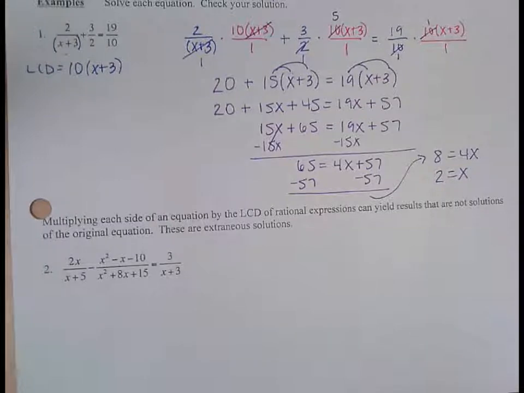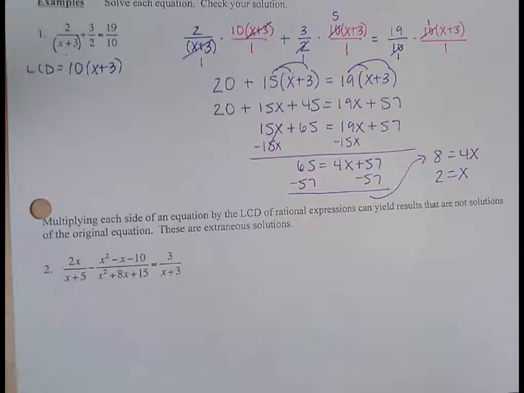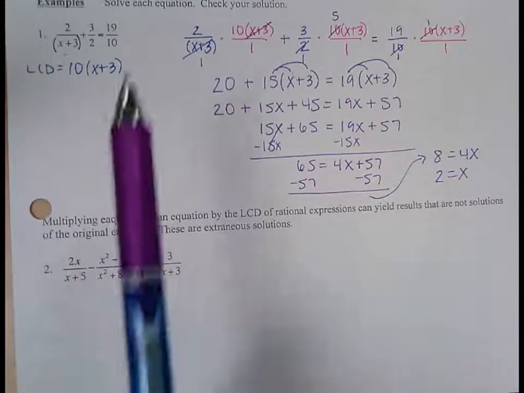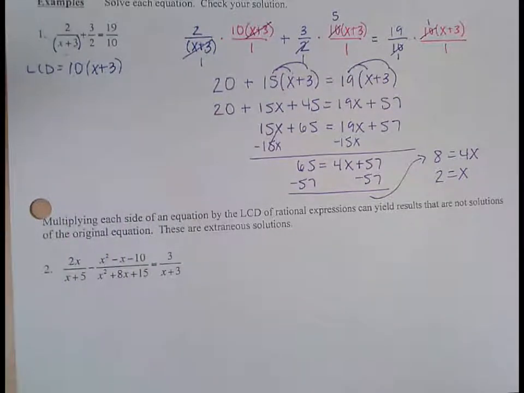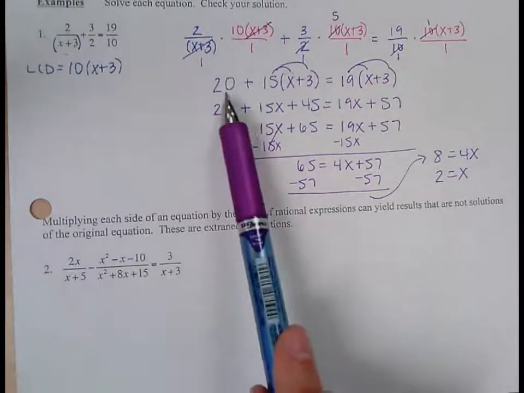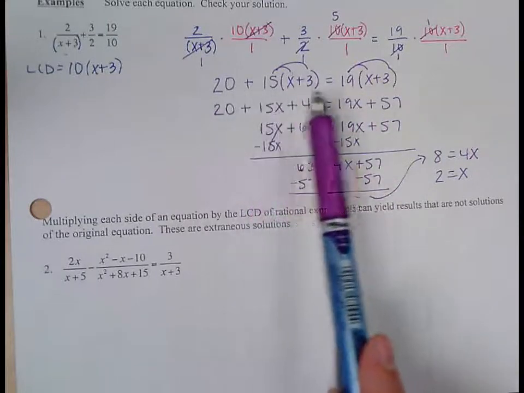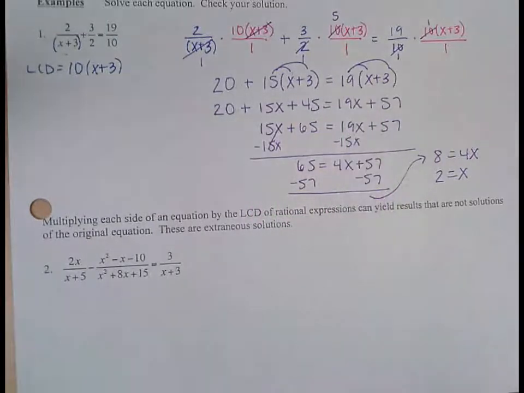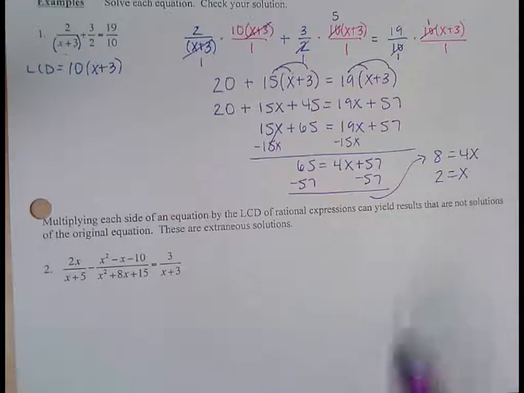Okay, sometimes, and this is what it says below here, multiplying each side of an equation by a least common denominator when you have rational expressions, so when your least common denominator includes a variable, can make it so that the equation you get here after you've eliminated your fractions gives you a solution that's not actually a solution for the original equation. It gives you an extraneous solution. So you should check your answers.